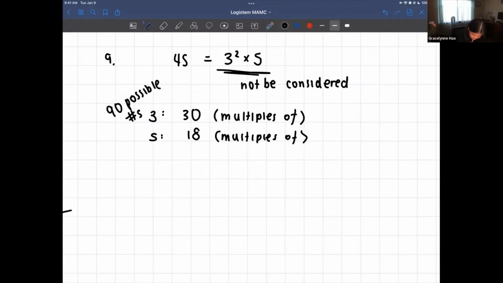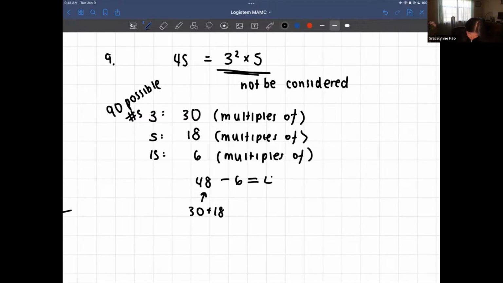So in this case, there are 6 multiples of 15. I formatted this kind of weirdly, but this basically just means 30 plus 18 minus 6 equals 42 numbers. I also saw that a lot of people chose A, which would directly come from 42 out of 90.